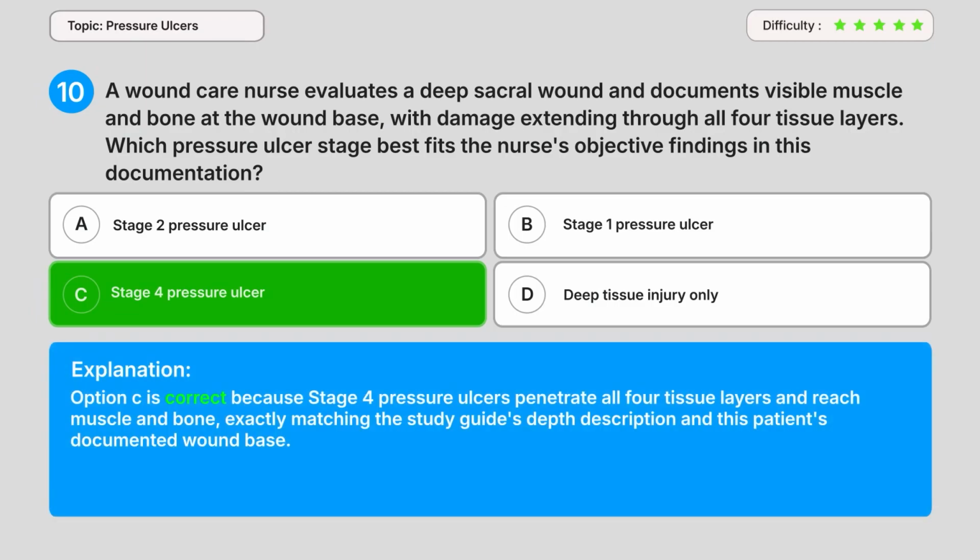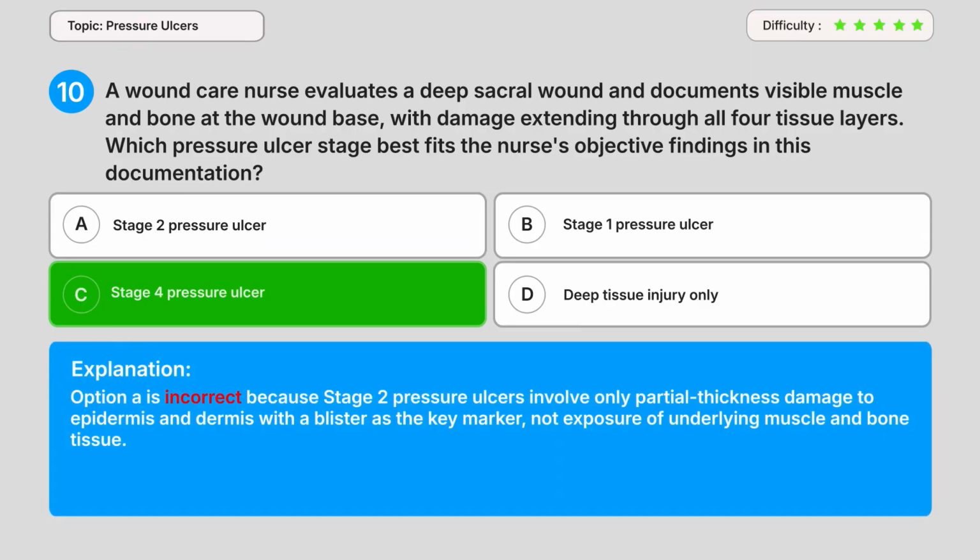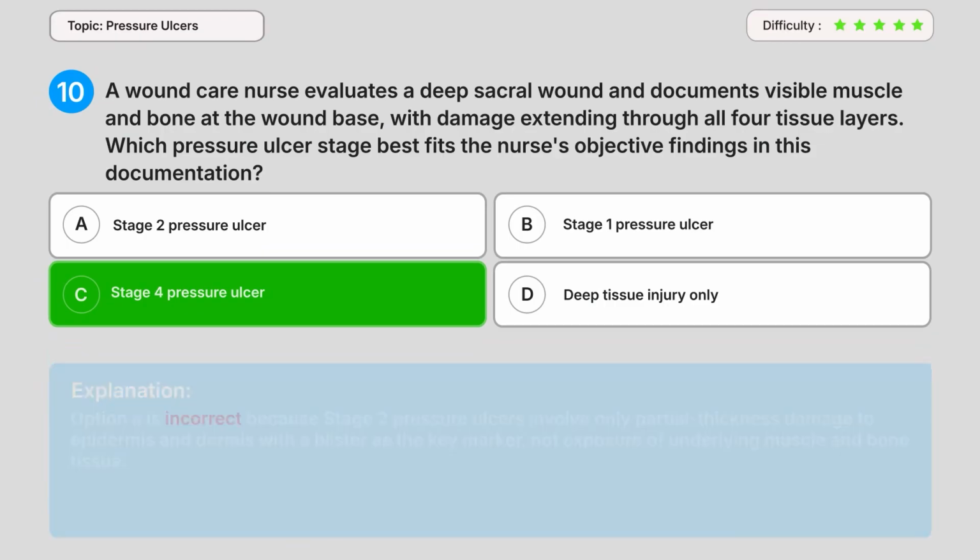Option C is correct because stage 4 pressure ulcers penetrate all 4 tissue layers and reach muscle and bone, exactly matching the study guide's depth description and this patient's documented wound base. Option A is incorrect because stage 2 pressure ulcers involve only partial thickness, damage to epidermis and dermis, with a blister as the key marker, not exposure of underlying muscle and bone tissue.